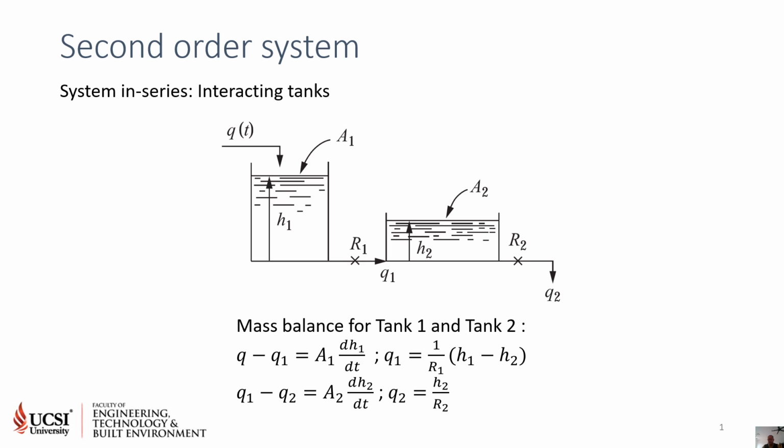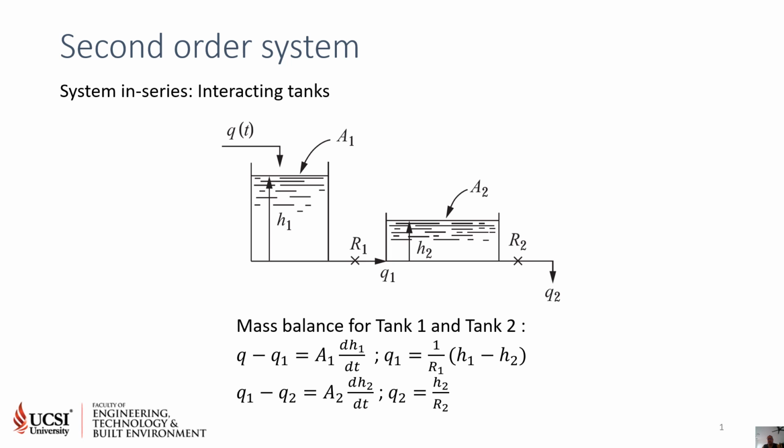This video will show the transfer function derivation for the second order system, which is a system in series with interacting tanks. Here we have two tanks with areas A1 and A2 and heights H1 and H2, and we have the inlet Qt and the outlet Q2. The mass balances for tank 1 and tank 2 are as below.